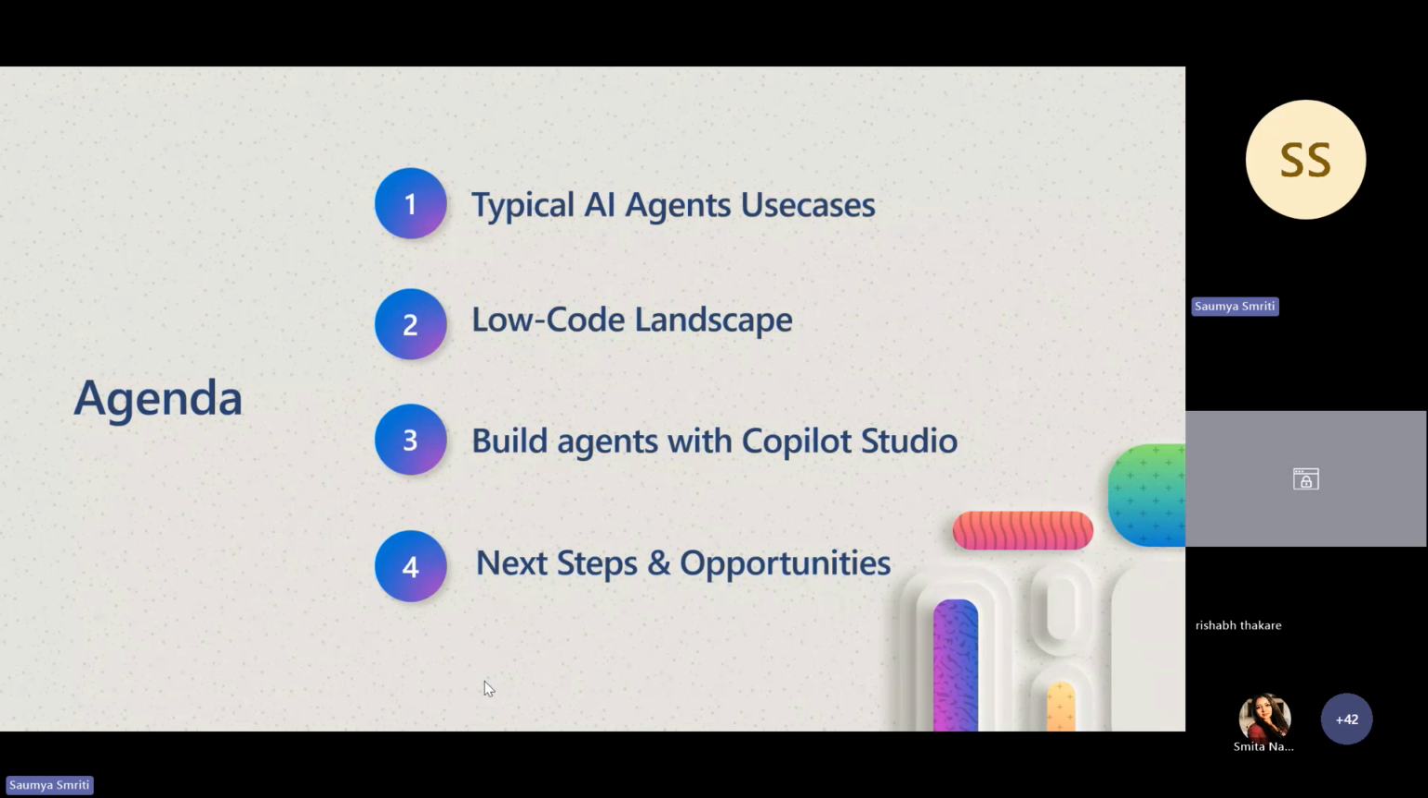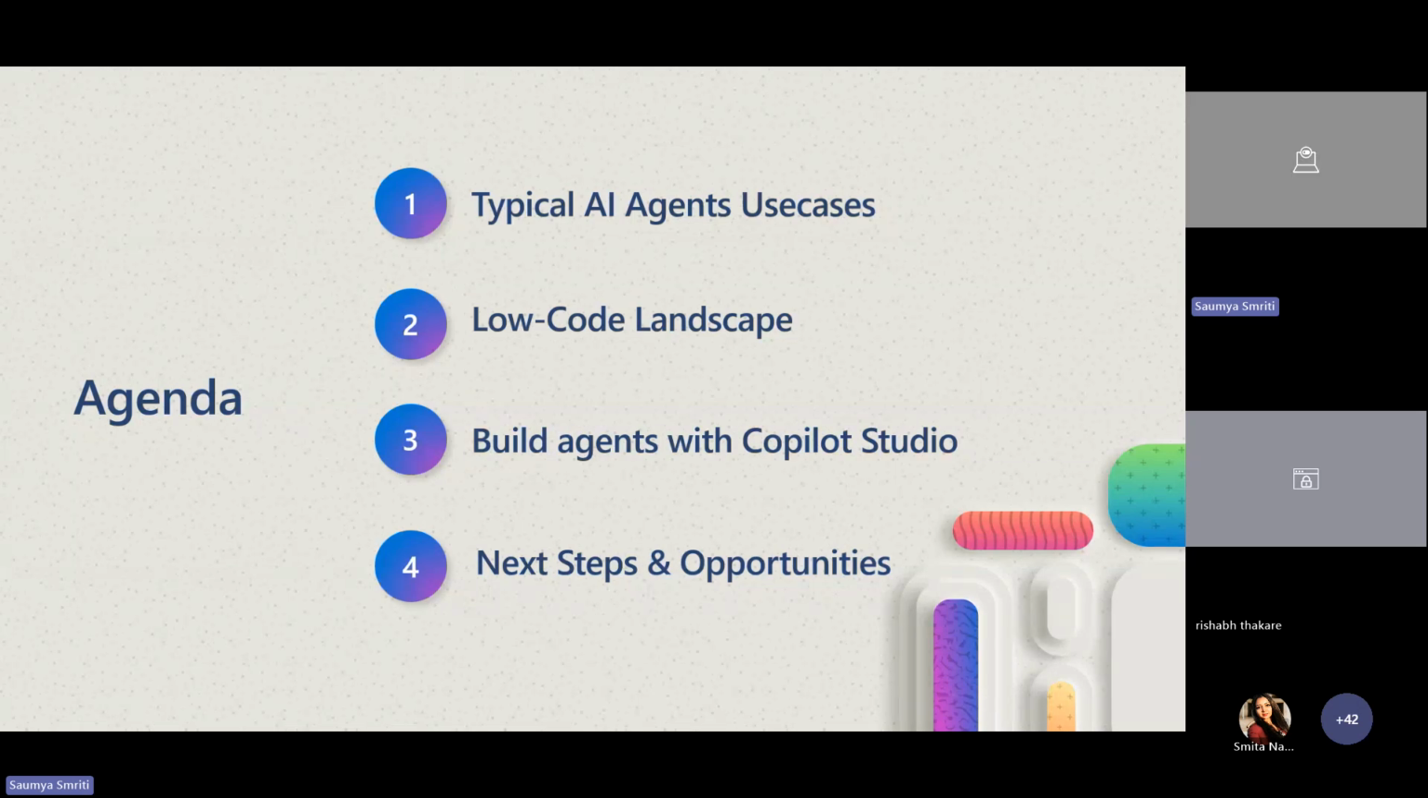This is the agenda that we are looking at. We will be talking about some typical AI agent use cases, because only when you know what to build will you be able to build it in under 30 minutes. So firstly, we'll look at some classic use cases of what AI agents are generally used for. Then we'll touch a little on the low-code landscape, the tools present in the market currently that you can use. Of course, we can also take one of those tools and build the agent with it. And then we'll talk about some next steps and opportunities.